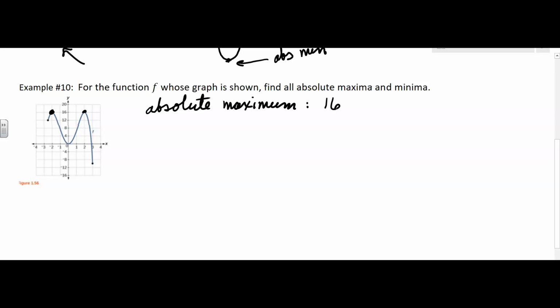So say this was a graph determining your company's profits, in millions or something. And so the absolute maximum profit was 16. That's what we're saying there. Okay. Is there an absolute minimum? So now you're saying, is there a lowest point? There is a lowest point.